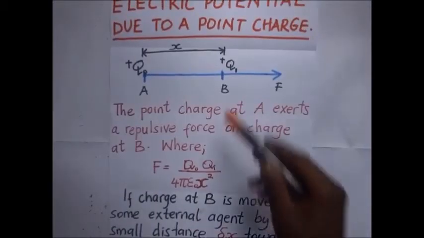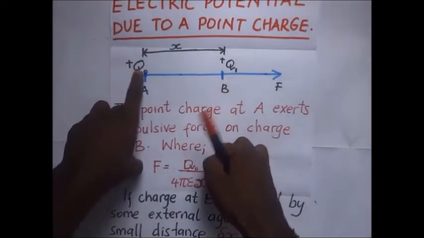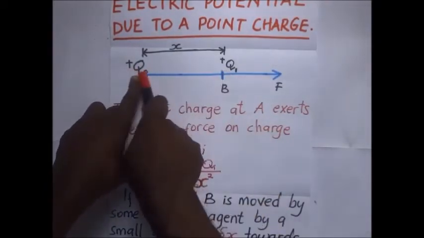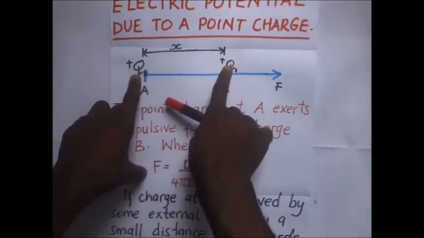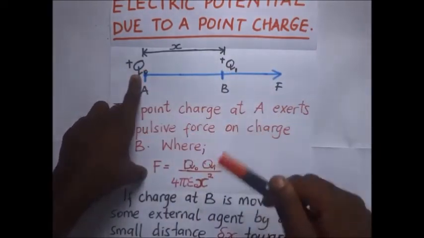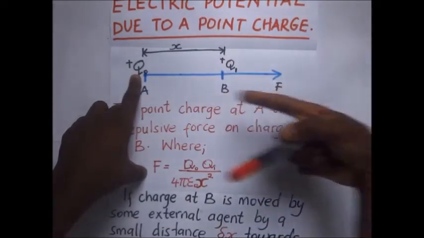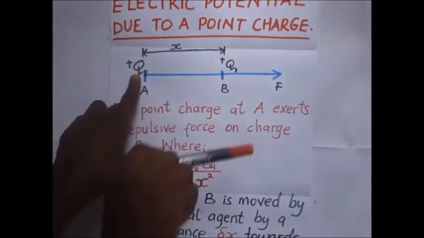Now, if you look at these two point charges, this is positive and that is positive. So this charge is exerting a repulsive force, pushing this thing away. But our external agent is pushing this charge in the opposite direction to the repulsive force.